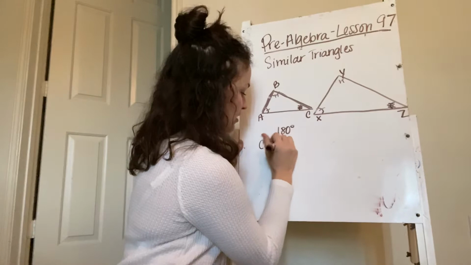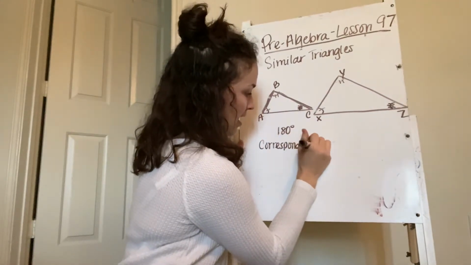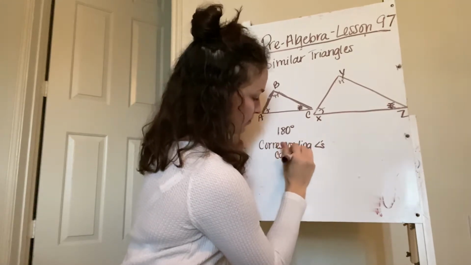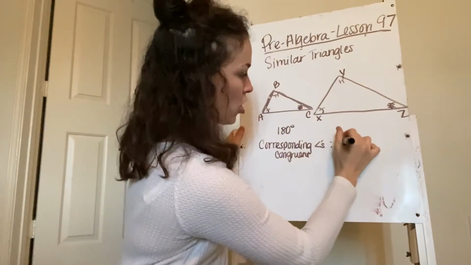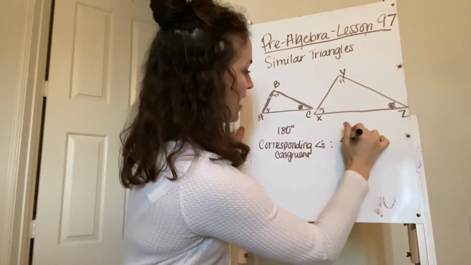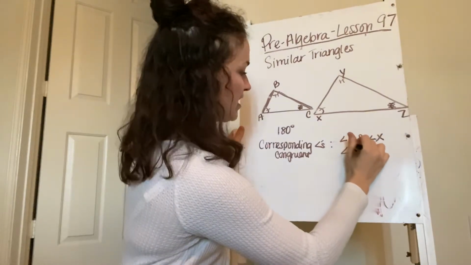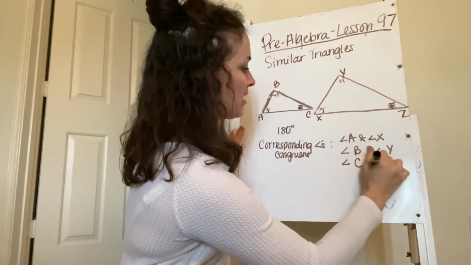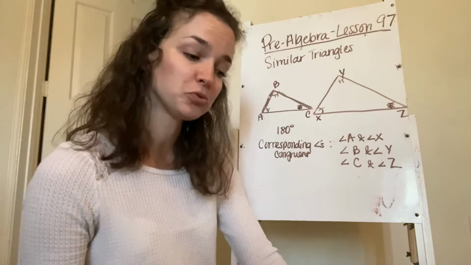Corresponding angles congruent. In this case, the corresponding angles are angle A and angle X, angle B and angle Y, and then angle C and angle Z. Those are all corresponding angles, meaning they are all congruent to each other.